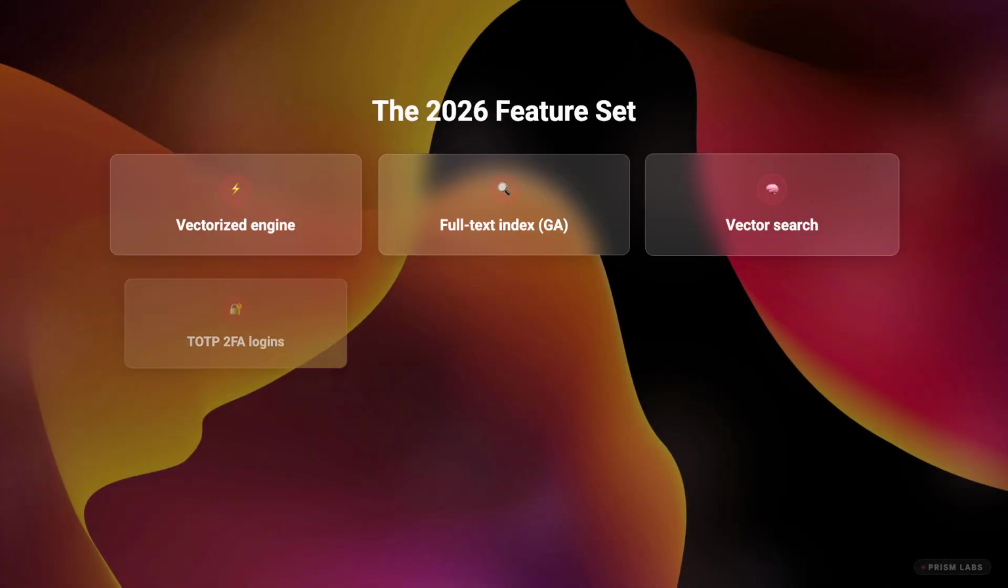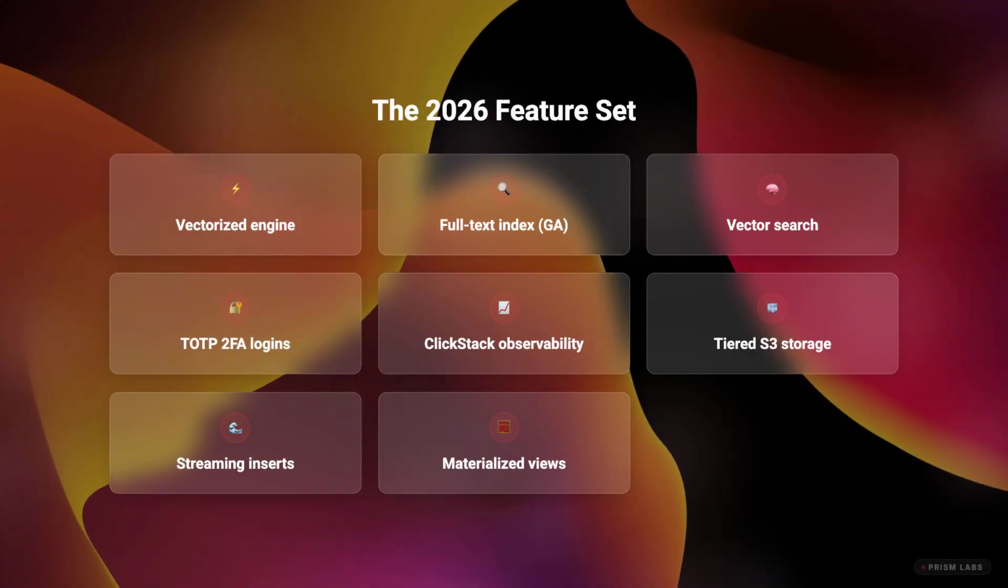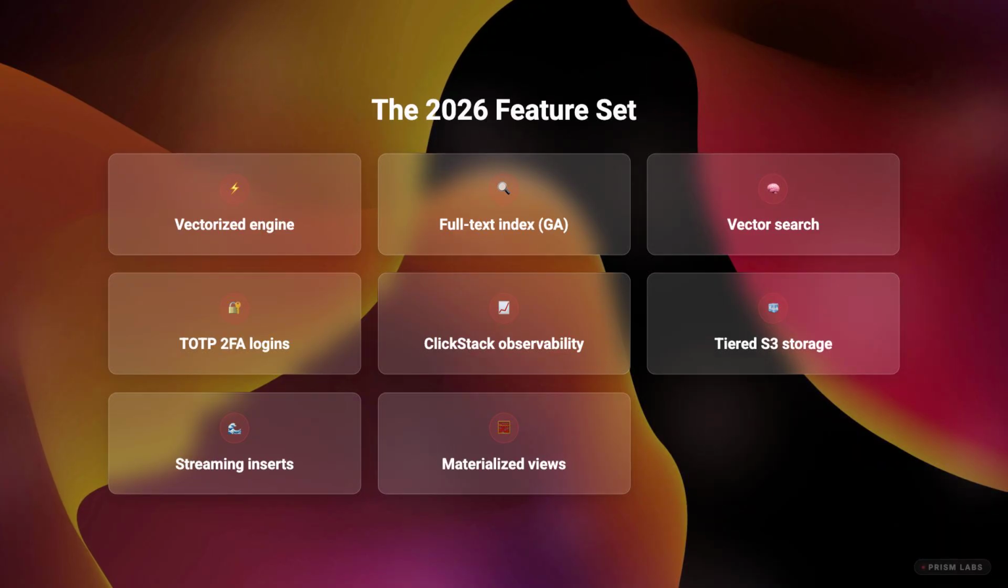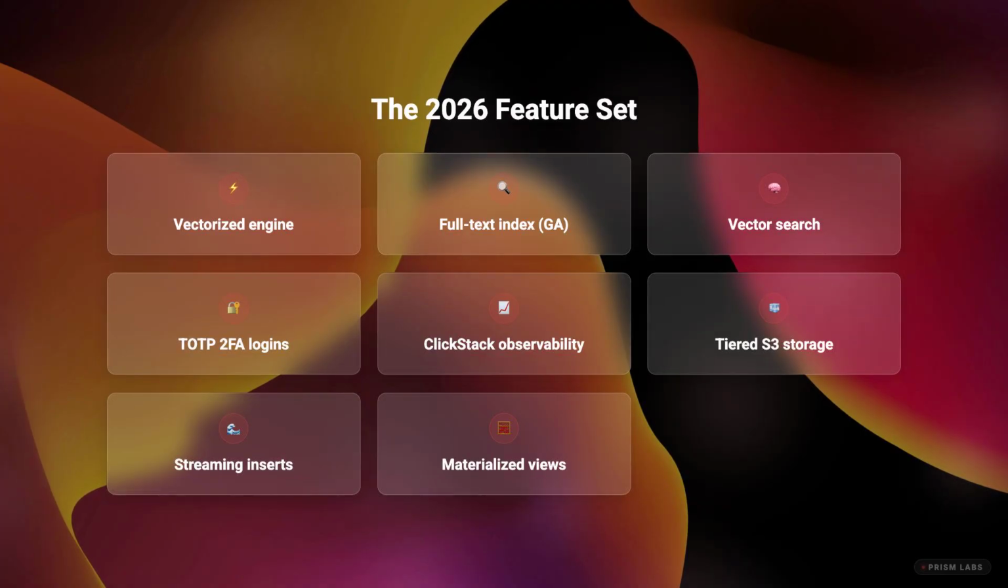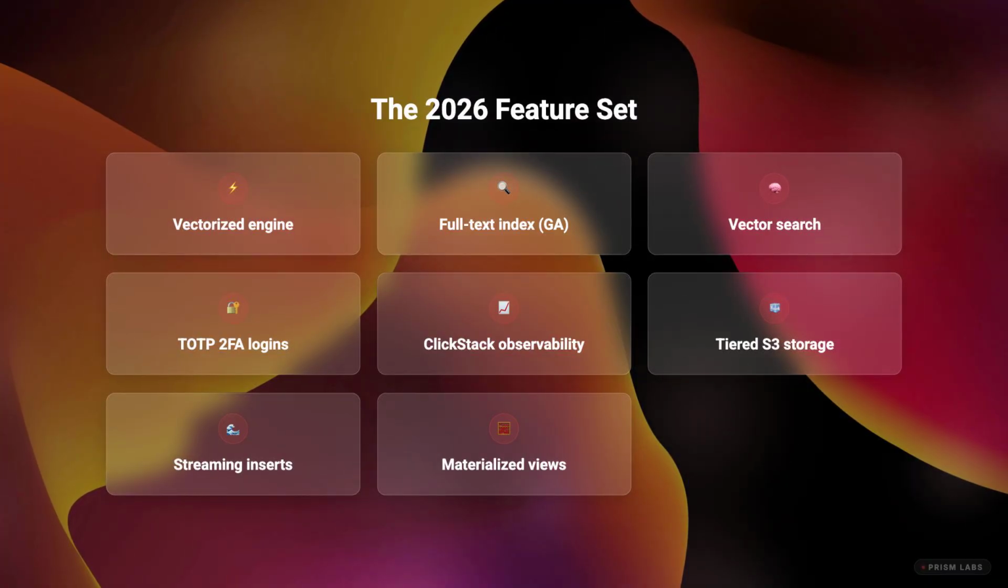Modern ClickHouse is far more than a fast group by machine. The 26.2 release earlier this year made the full-text search index generally available, so you can grep terabytes of logs with proper tokenization. Vector indexes now spill beyond a single machine's memory, which matters if you're doing semantic search over security reports. There's native TOTP two-factor authentication for database logins.